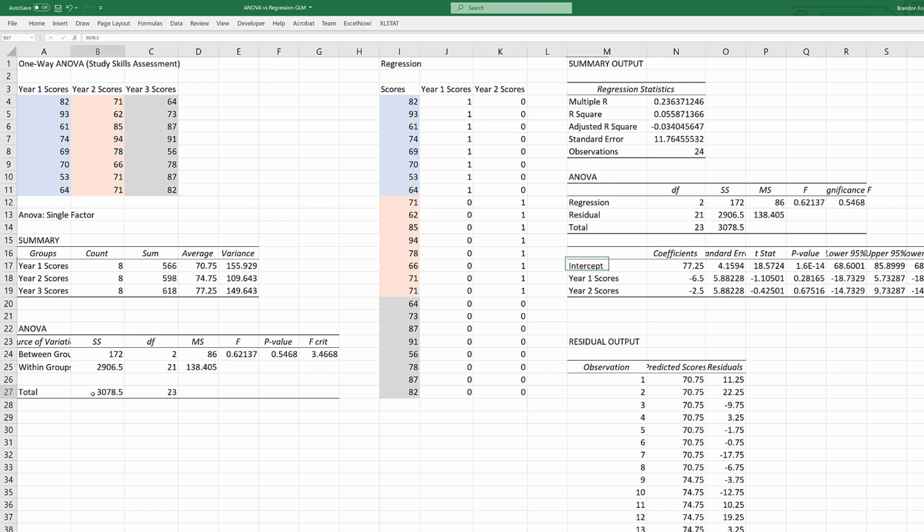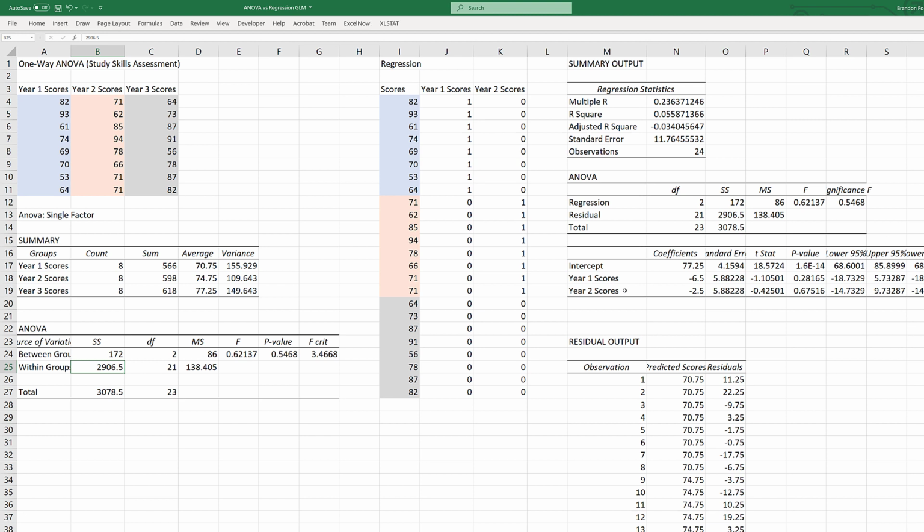Go over here to the one-way ANOVA. What's our total sum of squares? 3078.5. The exact same. What about the F statistic, or the F value? 0.62137. In regression, 0.62137. Significance level, 0.5468 on the regression side, 0.5468 on the ANOVA side. So actually, the ANOVA tables for the ANOVA on the left and the regression model on the right are the exact same. The exact same. So even the sum of squares for the between groups, within groups, regression residual, exact same.